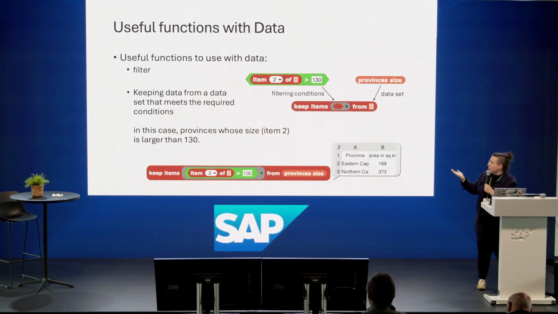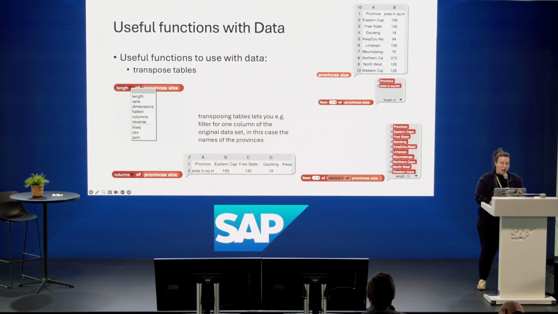We have the higher order functions in Snap and TurtleStitch. So the keep block, for example, lets you filter parts of a list. In this case, I was working with the examples of the provinces in South Africa. So here we filtered the ones that are larger than 130 square kilometers. That's only the Eastern Cape and the Northern Cape.